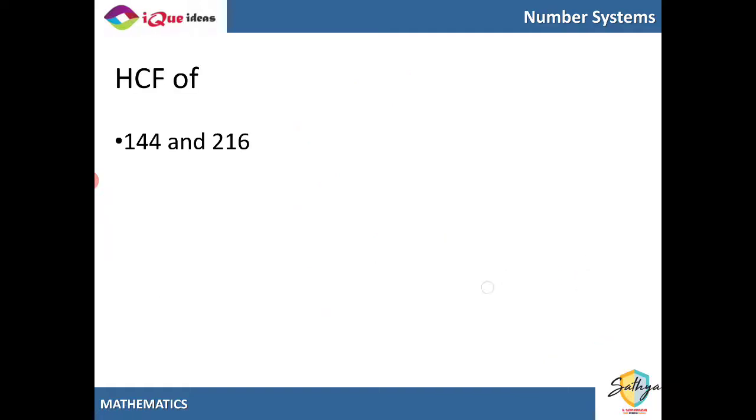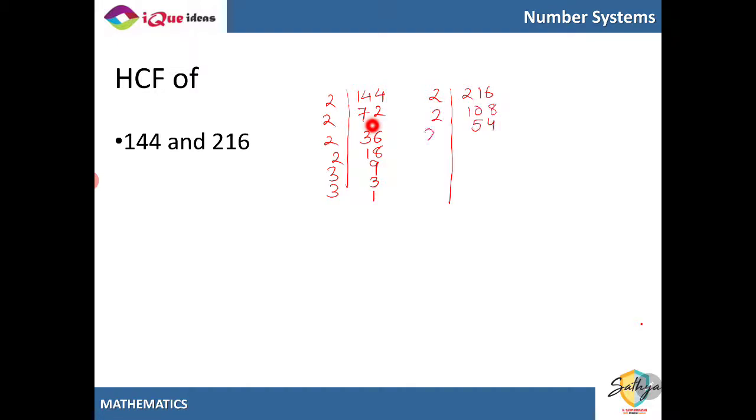Now the HCF of 144 and 216. For 144, we can factorize this as 2 72s are, 2 36s are, 2 18s are, 2 9s are, 3 3s are, and 3 1s are. For 216, we can identify 2 108s are, 2 54s are, 2 27s are, 3 9s are, 3 3s are, and 3 1s are. So the common factors are 2 multiplied by yet another 2.